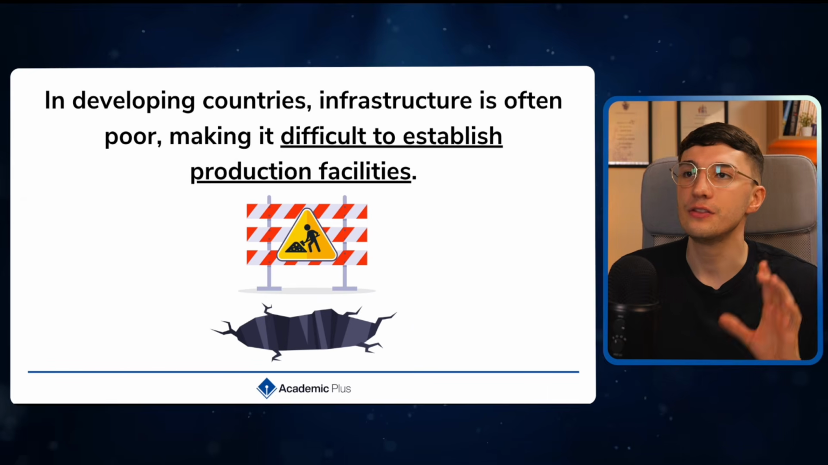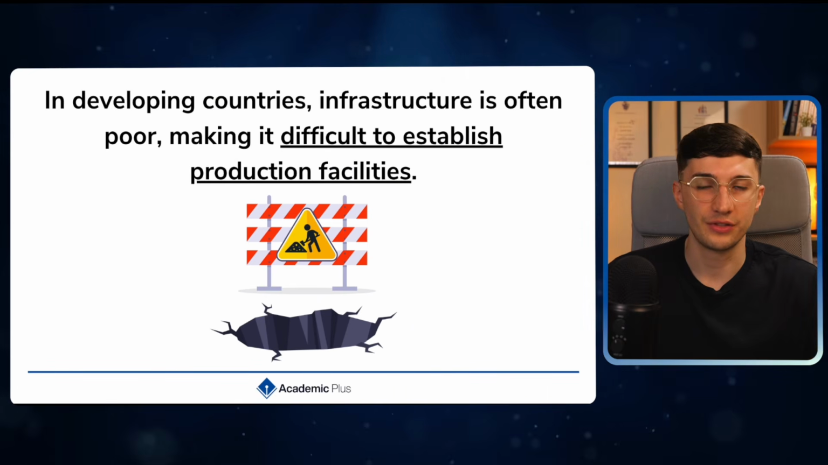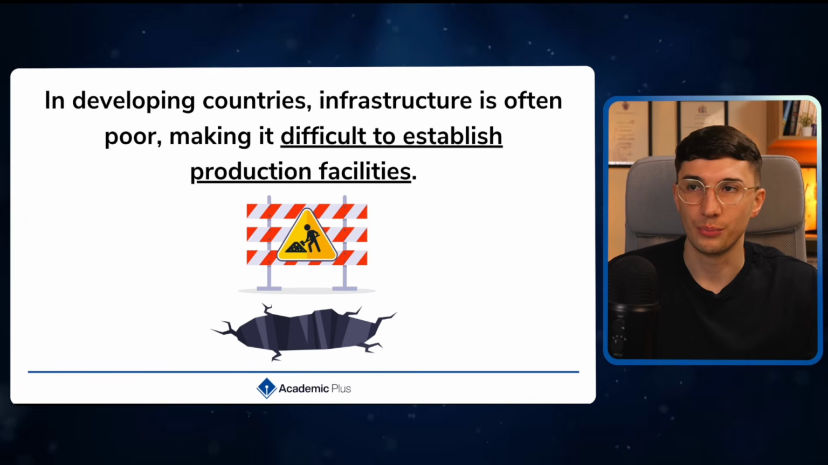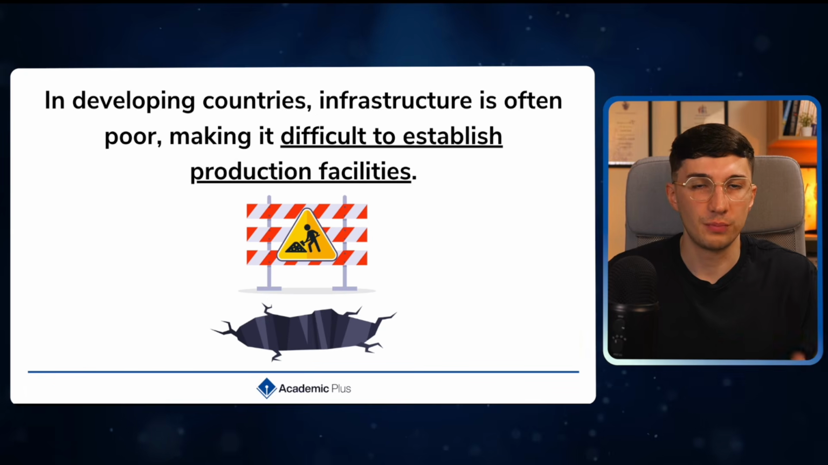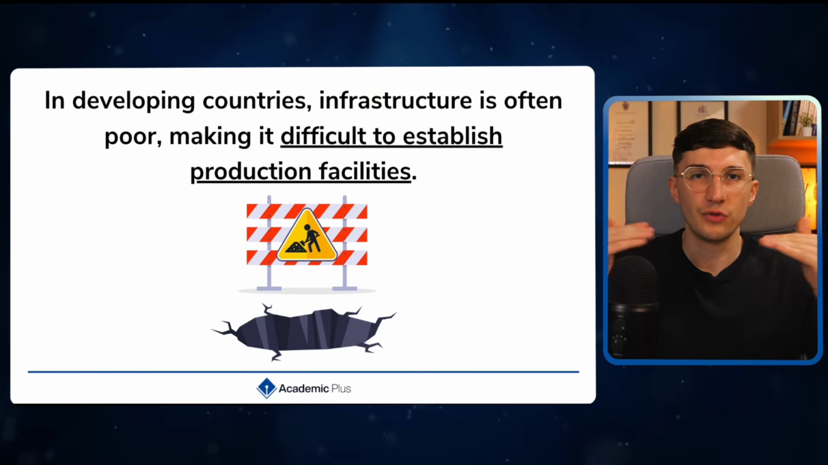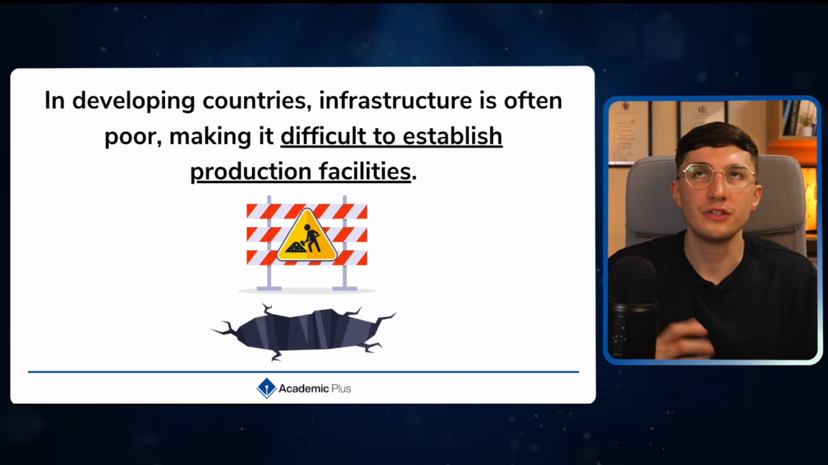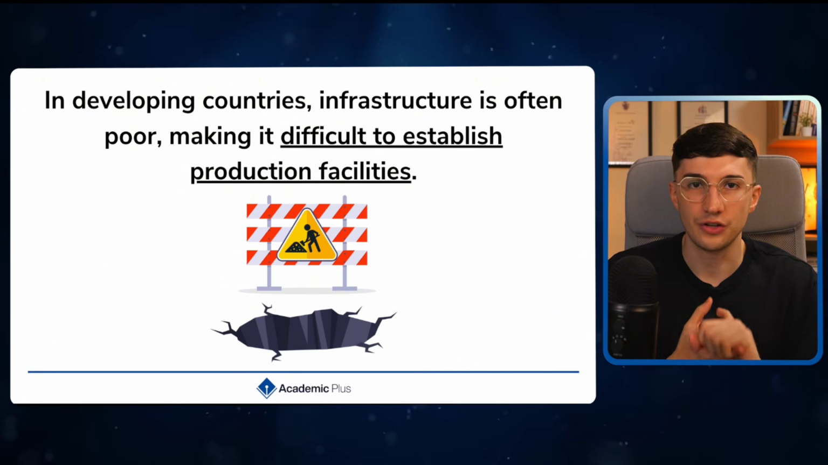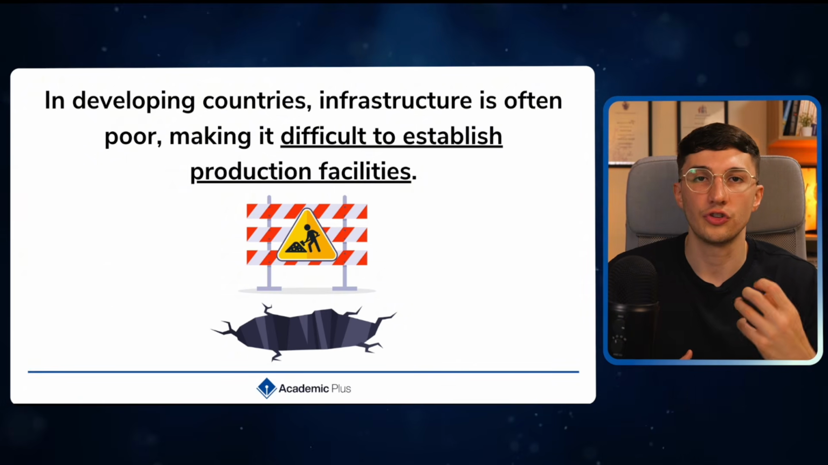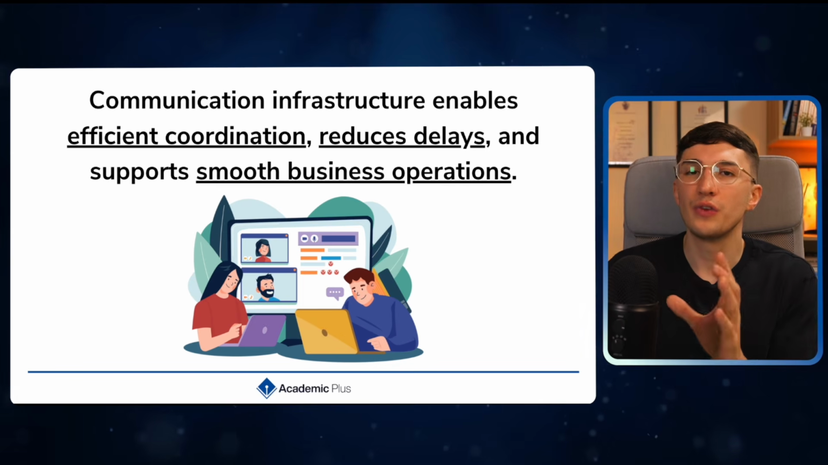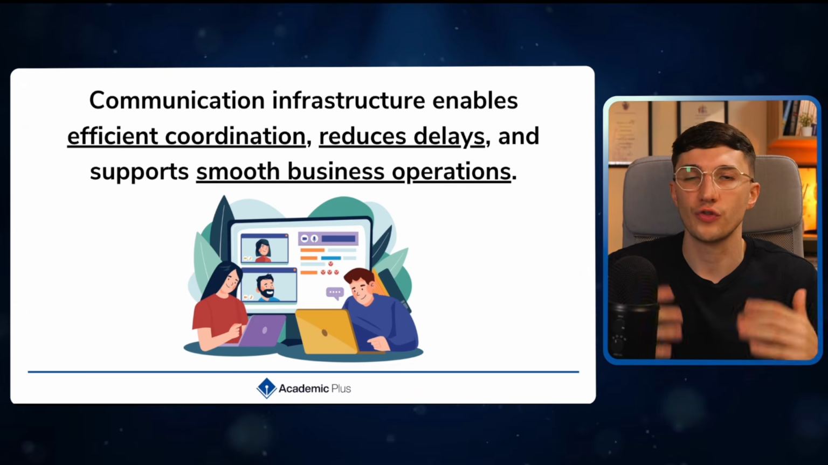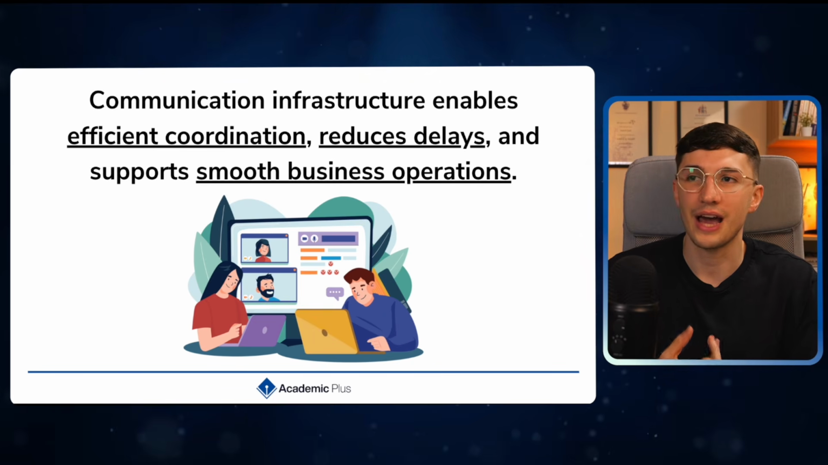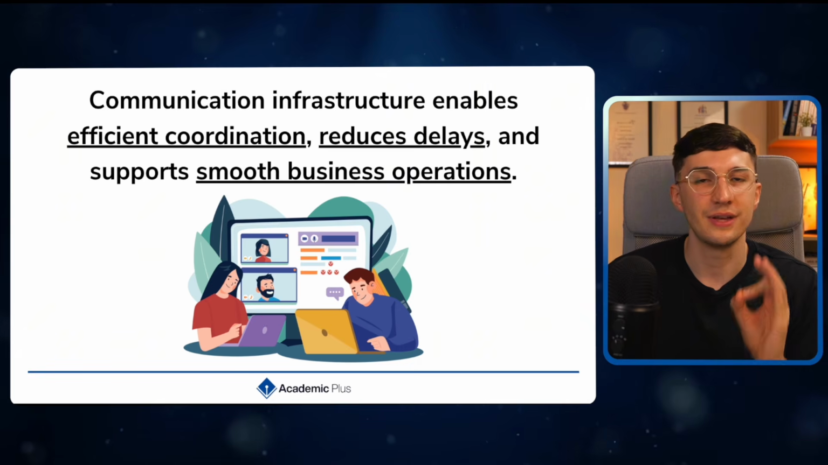Because once again, in these developing countries, let's say you have enough skilled labour and let's say the labour cost is really cheap. Well, what if the infrastructure is poor? Because it might then be difficult to establish those production facilities. Even if you can reduce costs in those other areas, the efficiency of your overall operations may begin to decrease. So consider stuff like the communication infrastructure and the physical infrastructure, such as the road and transport links. The reason why the communication infrastructure is so important is because it helps with more efficient coordination, reduces the overall delays, and supports smoother business operations.